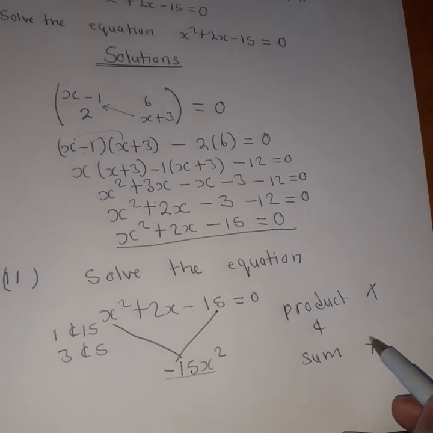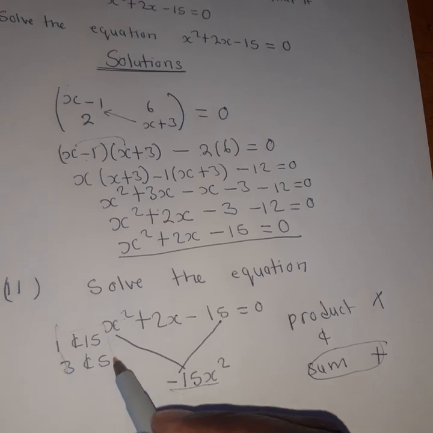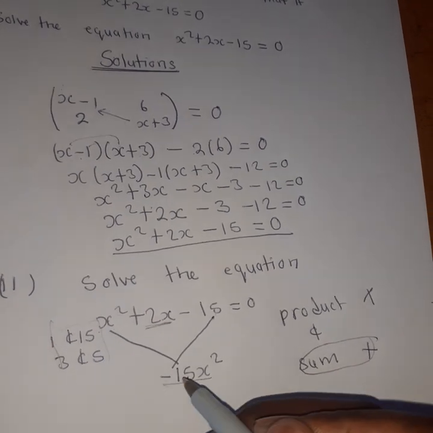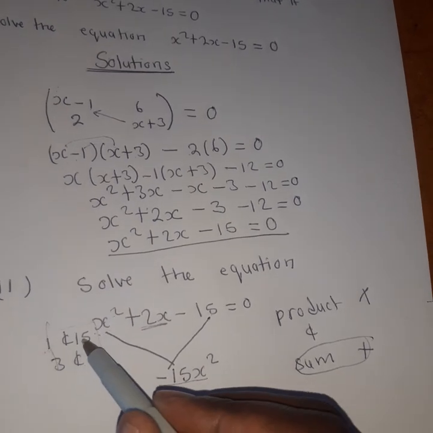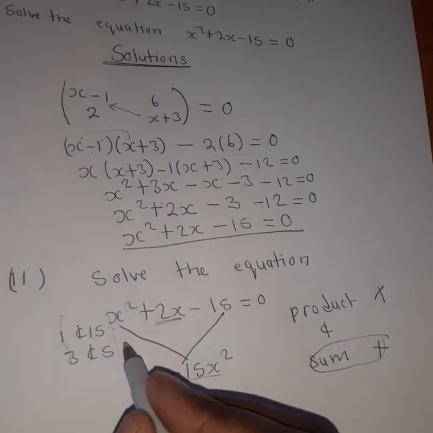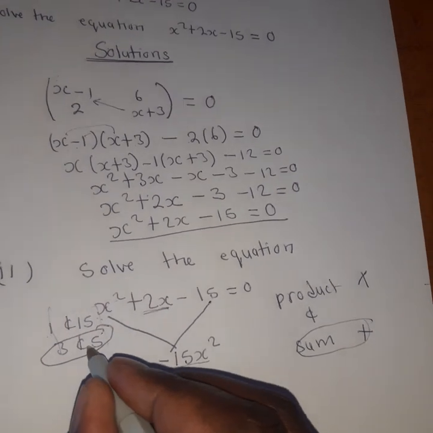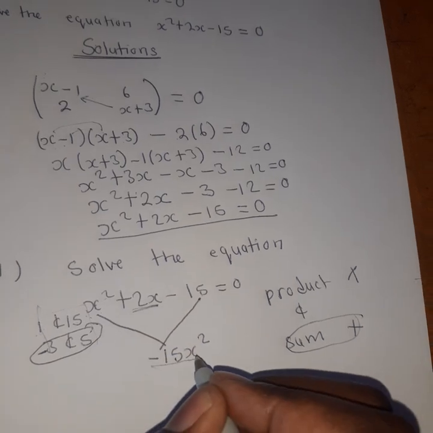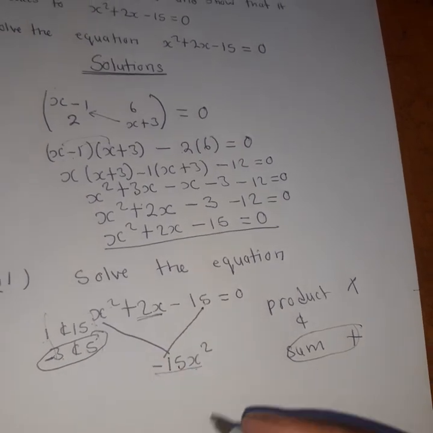Now we want to add. If we add between these two numbers, we want to get 2. So 1 times 15 we get 15, but 1 plus 15 we don't get 2. So we're going to use 3 and 5. Minus 3 times 5, we get minus 15. Then minus 3 plus 5, we get 2.